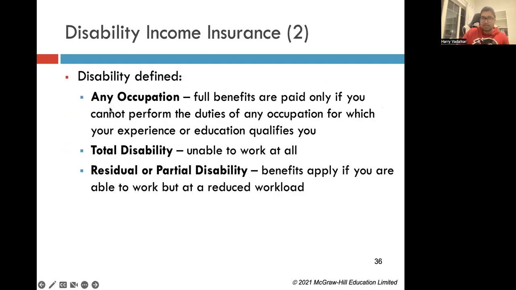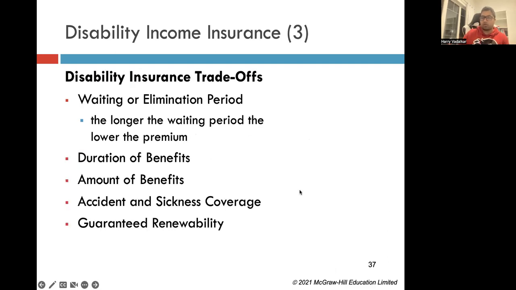Disability is defined as any occupation. Full benefits are paid only if you cannot perform the duties of any occupation for which your experience and education qualifies you. Total disability means you're unable to work at all. Partial disability benefits apply if you're able to work, but you have to reduce the workload.